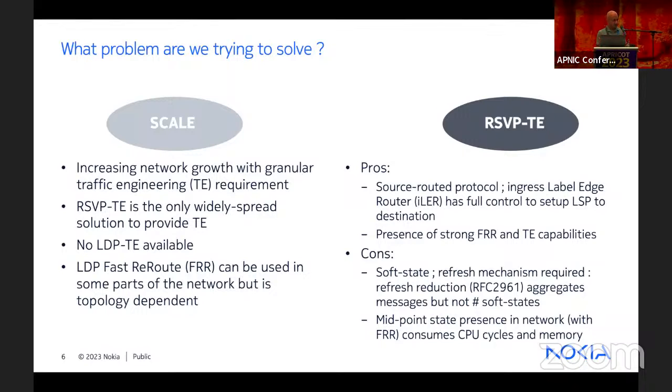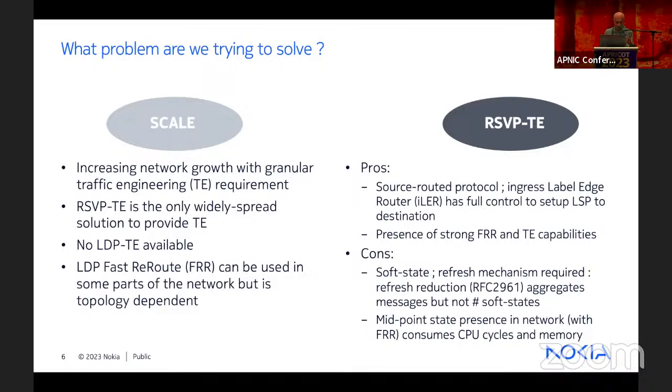Now, we've got some solutions around refresh reduction and so on that help somewhat with that. But it doesn't reduce the amount of state. So you find that in the core of these RSVP-TE networks, you have this concentration of LSPs. And look at your scaling guides for your platforms, and you'll find that if it's a reasonably large network, you will hit some of these limits.